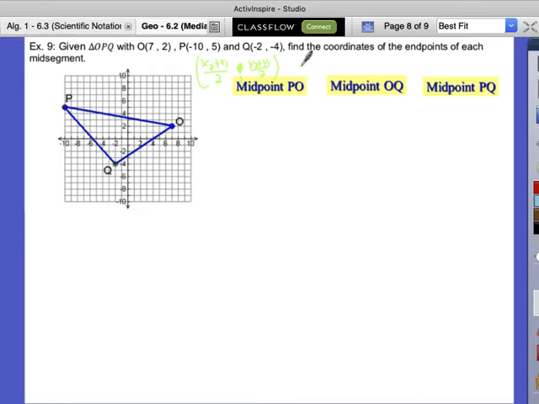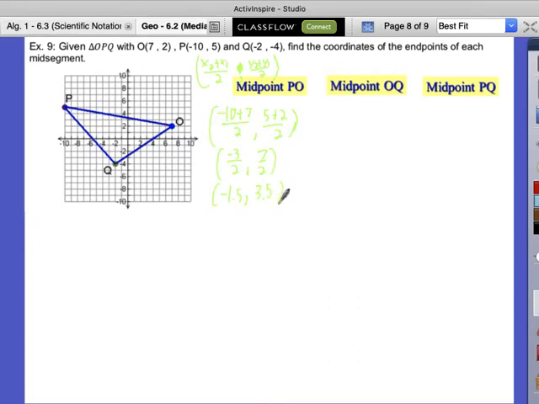So for P comma O, you'd have negative 10 plus 7 divided by 2 for the x, and the y would be 5 plus 2 over 2. Does it really matter which x we put first? No, because we're adding. We don't care about the order. So what's negative 10 plus 7? Negative 3 over 2. What's 5 plus 2? 7 over 2. We typically like decimals when we graph. So what's negative 3 halves in decimal? Negative 1.5. And 7 halves? 3.5. So negative 1.5, 3.5.